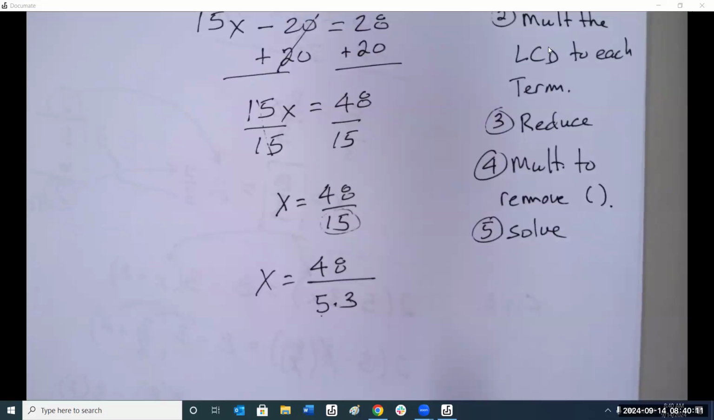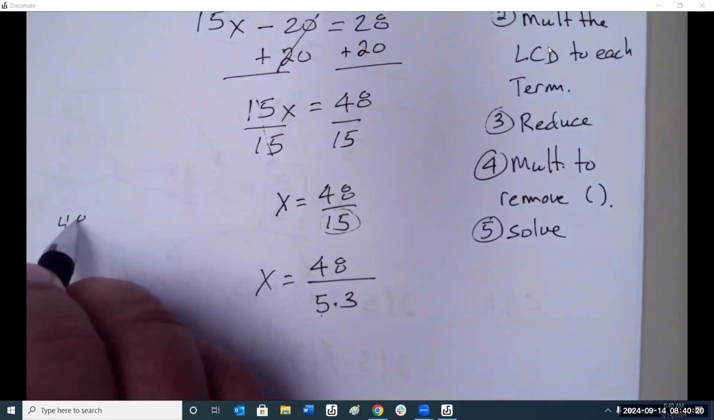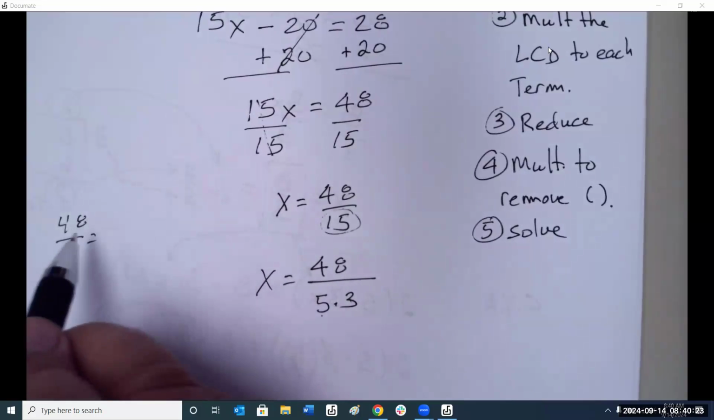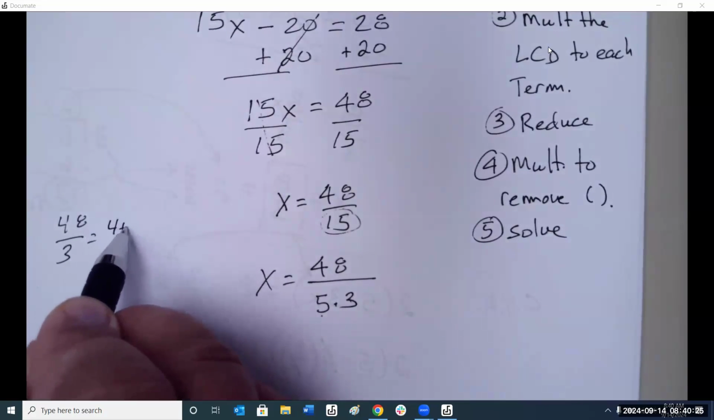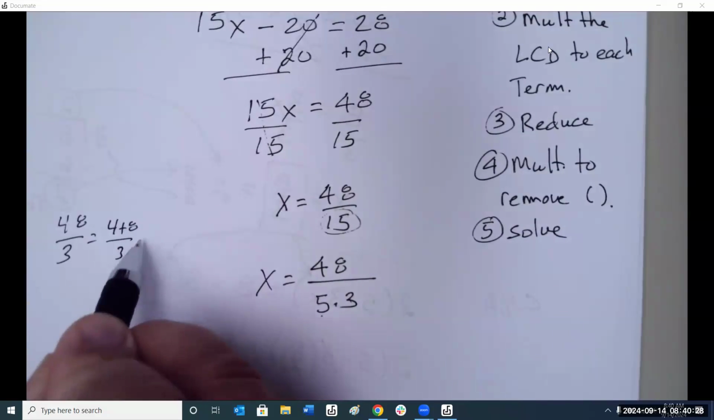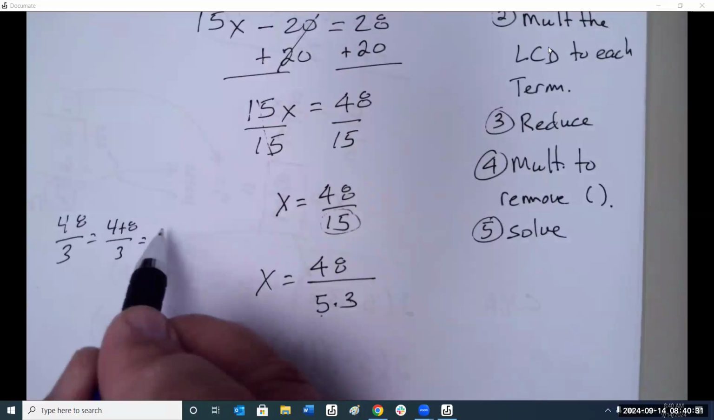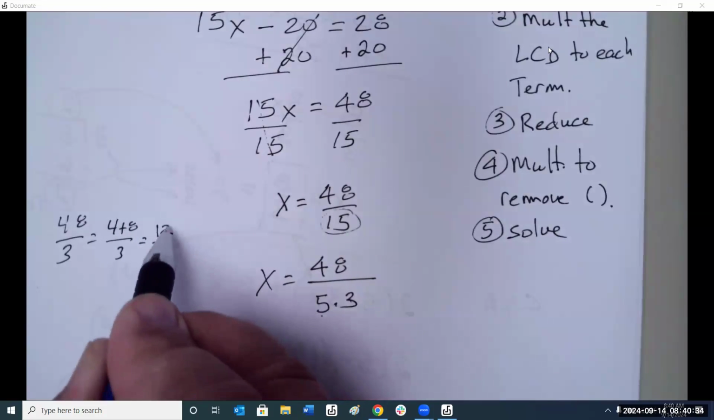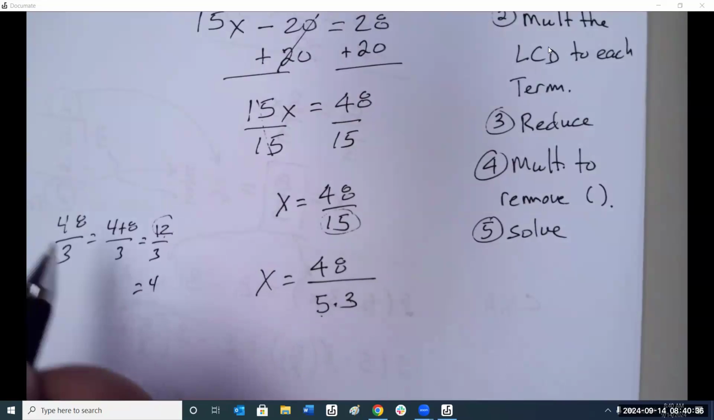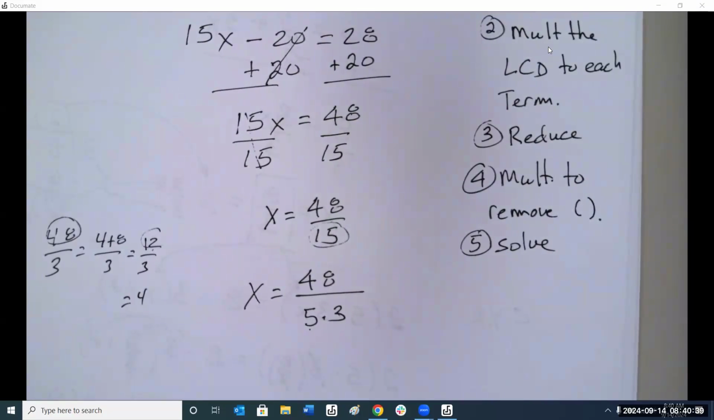Does 3 go into 48? Here's the easiest way to determine. If a number is divisible by 3, for example 48, the way you test it is add up all the digits on top. And if that number is divisible by 3, then this number is divisible by 3. So if you want to divide something by 3, add up the digits of that number first, and then see if it works. If it does, then it's divisible by 3.